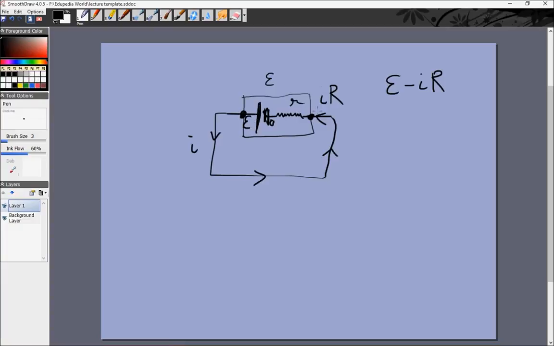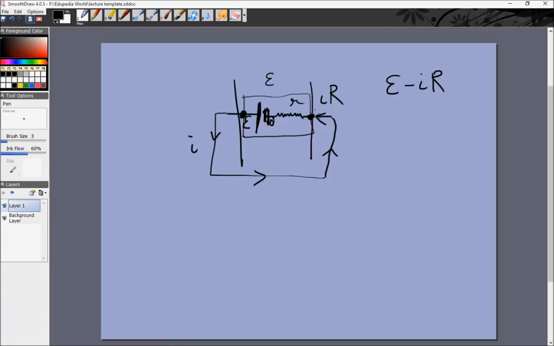For example, if the battery is not connected to anything, then I will be 0 because there is no current flowing from one point to another. So these will be at the same potential. So whenever a battery is not connected to anything, the EMF is equal to the potential difference between the ends.